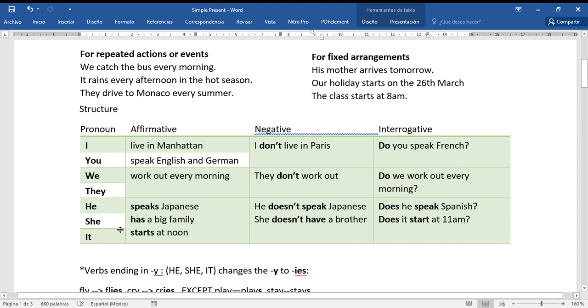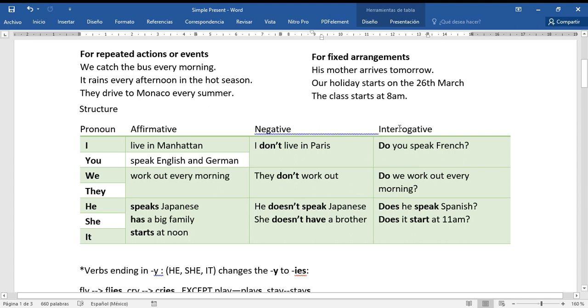In the negative form, we are going to use the auxiliary doesn't and the verb in simple form. You don't have to add an S. Example, he doesn't speak Japanese. She doesn't have a brother. As you can see, I don't have to use the S because I have the auxiliary doesn't.